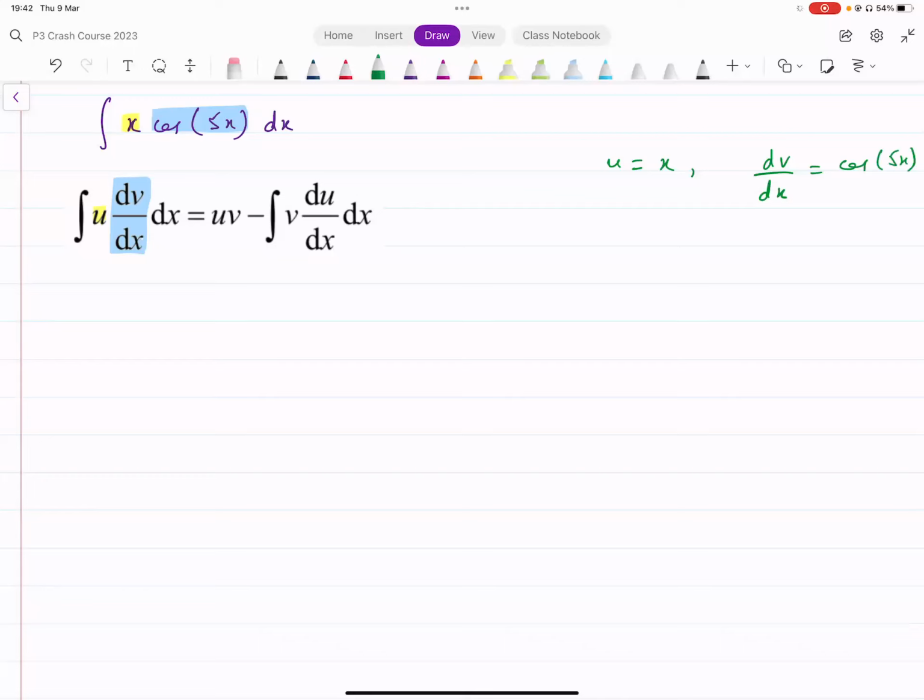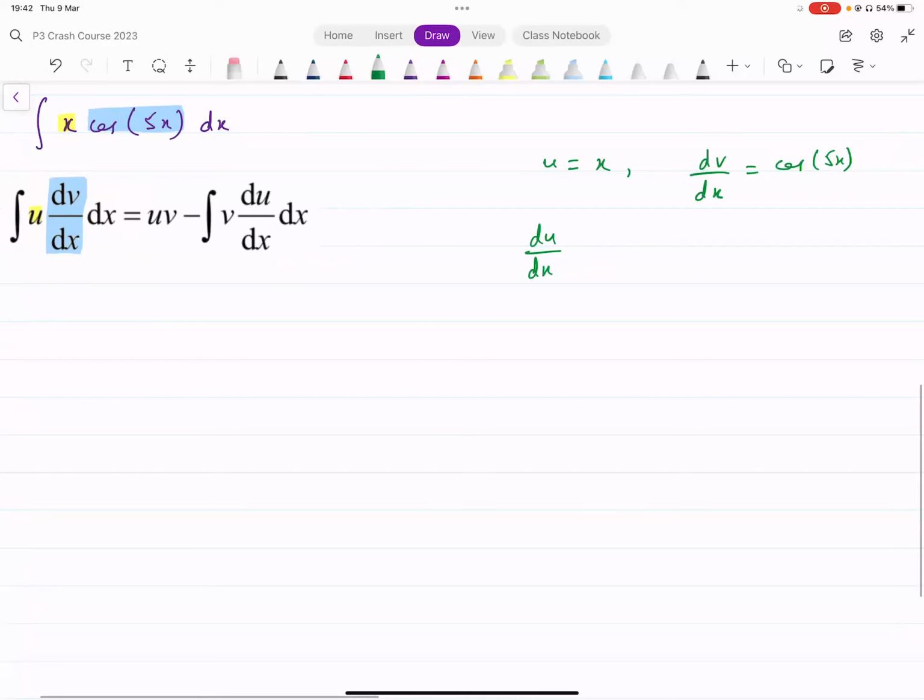Now from u, you need to figure out du over dx. And from dv over dx, you need to figure out v. So u needs to be differentiated and dv over dx needs to be integrated. What's the derivative of x? It's 1. So du over dx is just 1. What about the integral of this? The integral of cos is sine. So cos is going to convert to sine. It becomes sine of 5x.